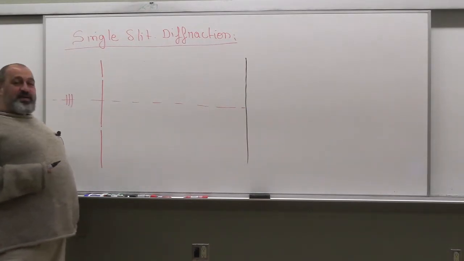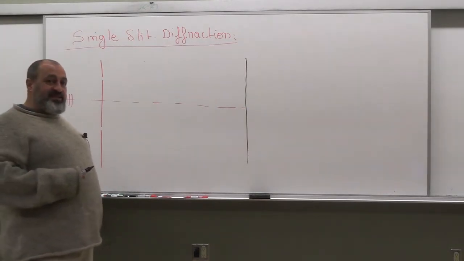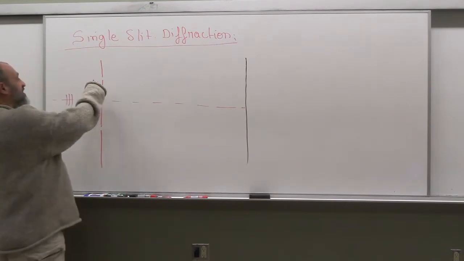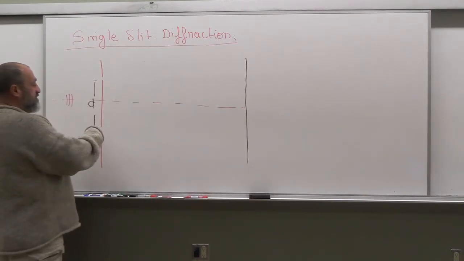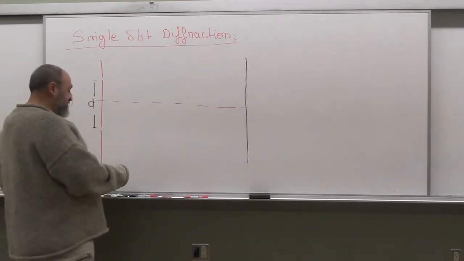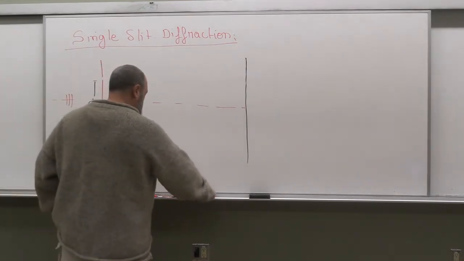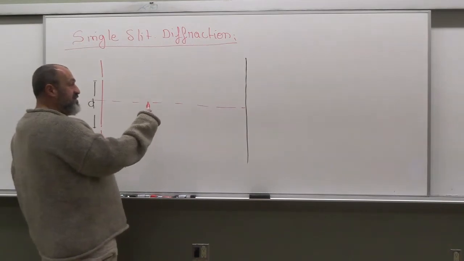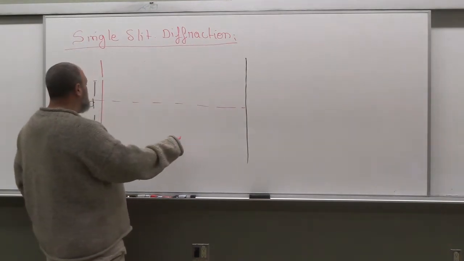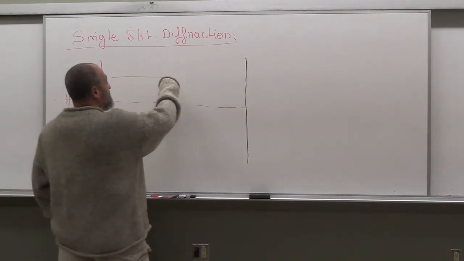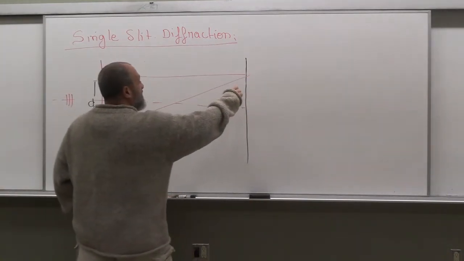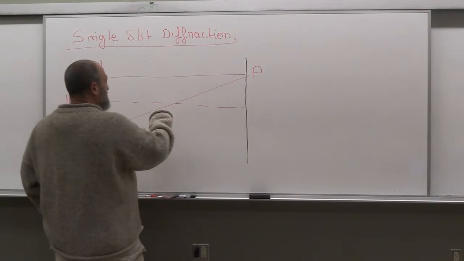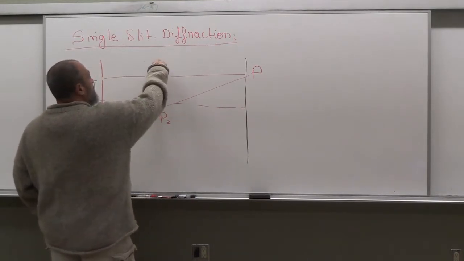I want to pick up where we left off with a double slit apparatus. If the distance between the slits was d, we said that we're interested in seeing what the interference pattern looks like on the screen, distance d away. We have ray 1, ray 2, and they arrive at point P. You have path P2, path P1.